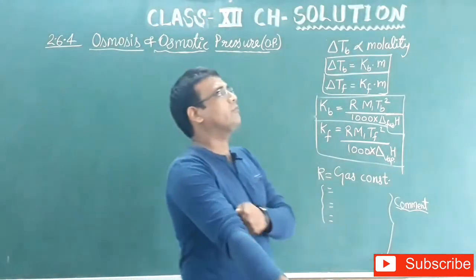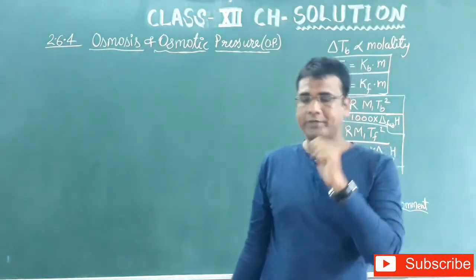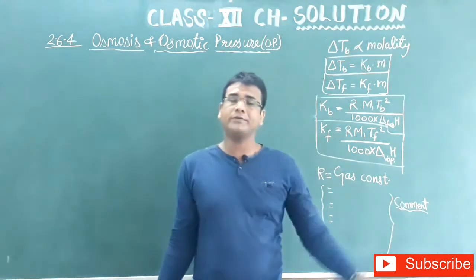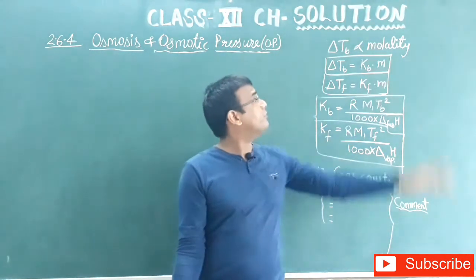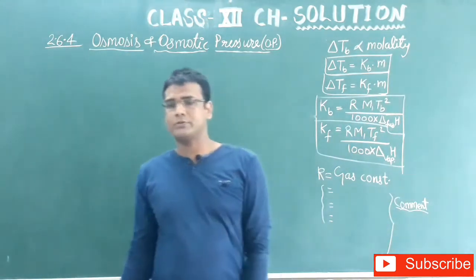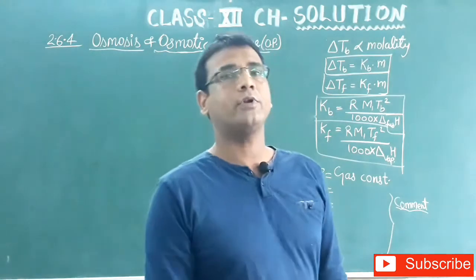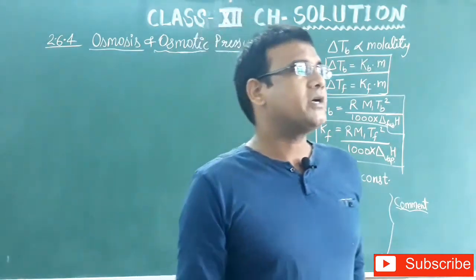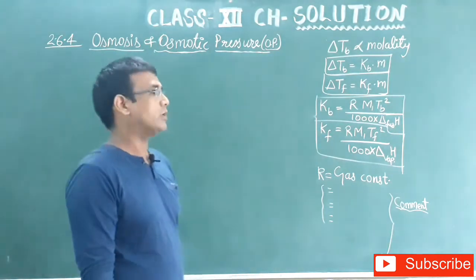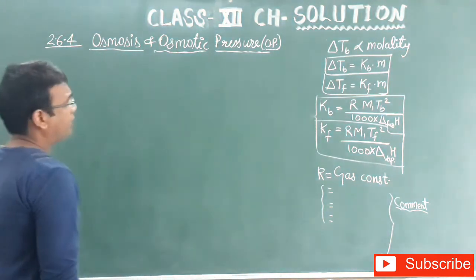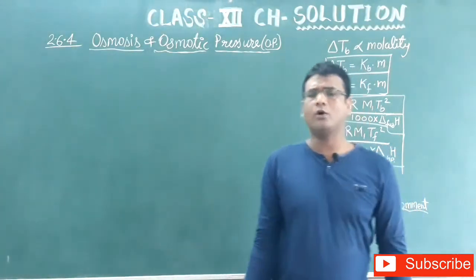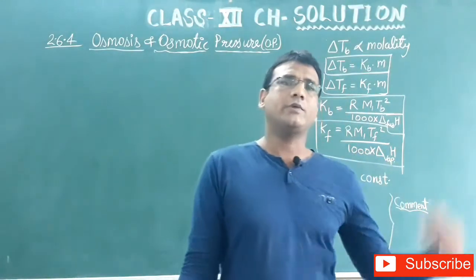Now let us start the topic. Whatever we have discussed before this part, you can see in the previous videos in the I button. Do watch all the previous parts for better understanding, otherwise you will not get what is happening here. What is a colligative property, what is delta TB, what is Kb, what is Kf, what is molality: all these things we have discussed in the previous parts.